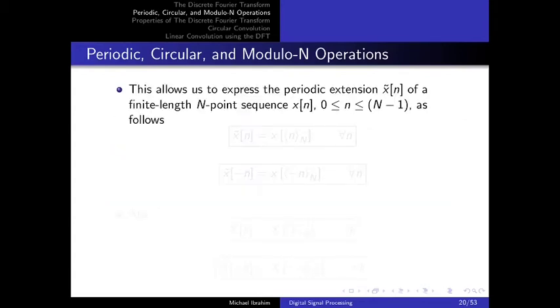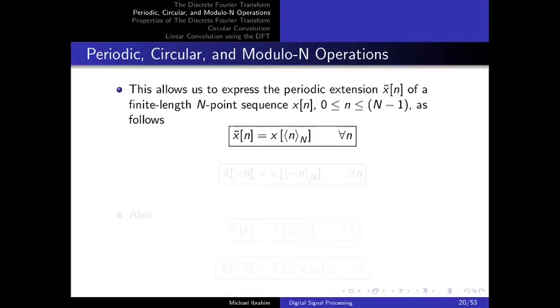And this will allow us actually to express the periodic extension x tilde of n of the finite length sequence x of n as follows. X tilde is the periodic extension of x of n, which is defined for all n going from minus infinity to positive infinity. It's equal to x of n modulo N.